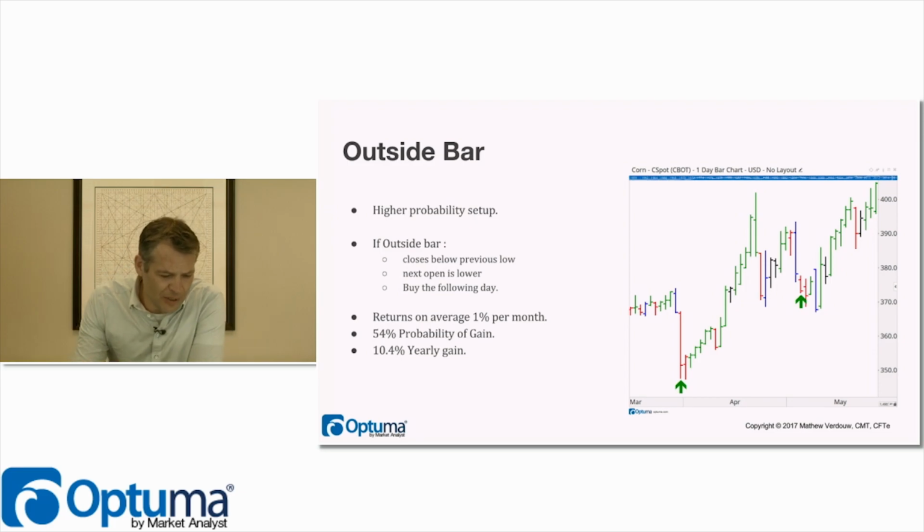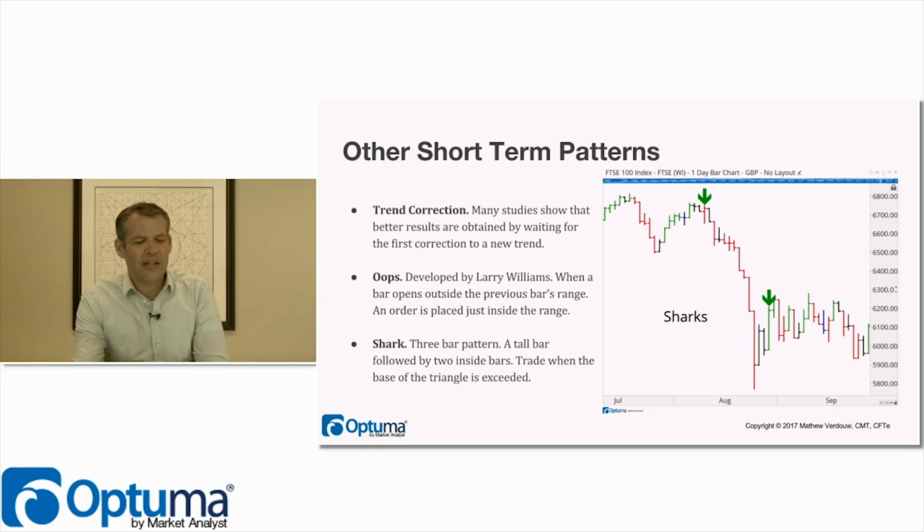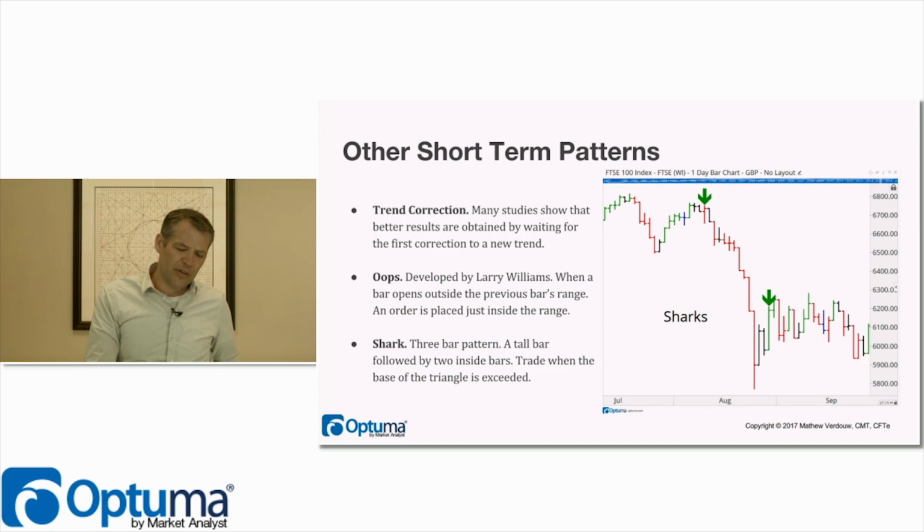So quite interesting. Other short-term patterns to keep in mind: trend correction. Basically what they're really saying is just wait for the first correction. We've talked about this before in identifying the primary trend. We always know there's going to be some sort of retracement, so we wait for that, and wait for the first correction before we would enter on that.